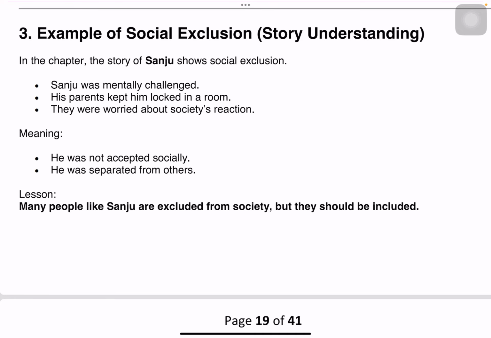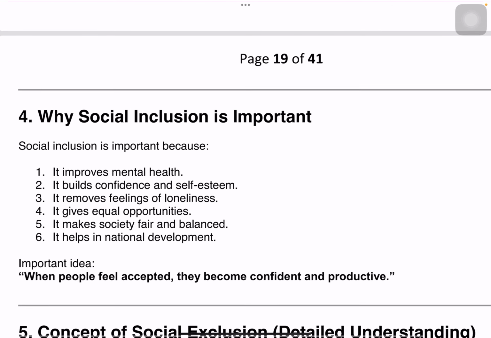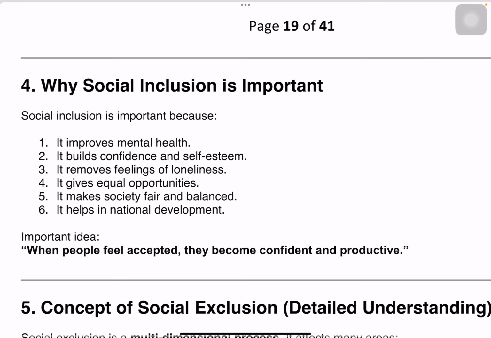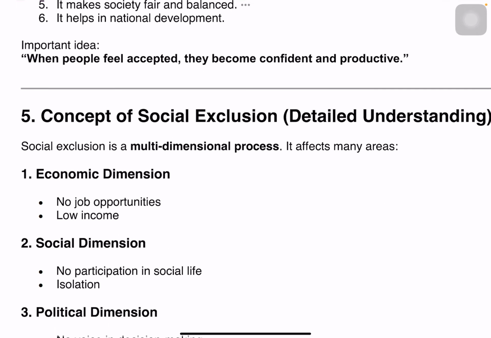Lesson: many people like Sanju are excluded from society, but they should be included. Why is social inclusion important? Social inclusion is important because it improves mental health, it builds confidence and self esteem, it removes feelings of loneliness, it gives equal opportunities, it makes society fair and balanced, it helps in national development. Important idea: when people feel accepted, they become confident and productive.